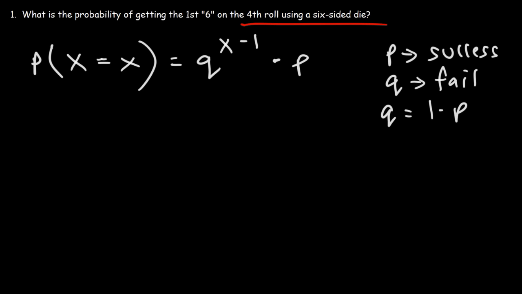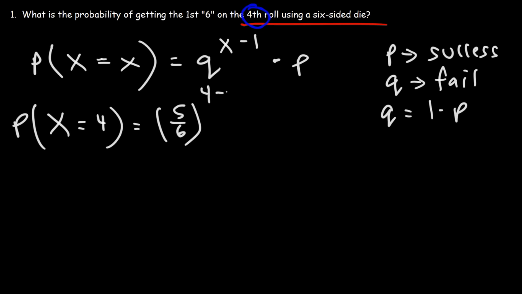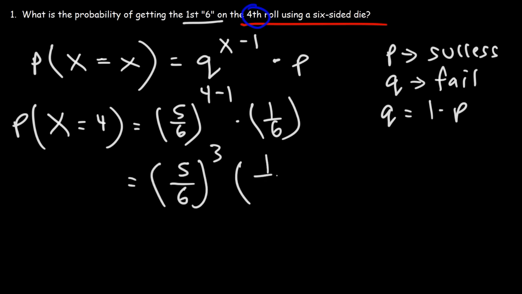So to apply this formula in this problem, we have capital X, the random variable, little x, that's going to be 4, because we want to get a successful event on the fourth roll. Q is the probability of not getting a 6, which we said is 5 over 6. X is 4, so this is going to be 4 minus 1, times the probability of getting a successful event, in this case, successfully rolling a 6, that's 1 out of 6. And so as you can see, this will give us the same answer, which is going to be 0.09645. But that's how you could use the formula in order to calculate the probability of a geometric distribution.